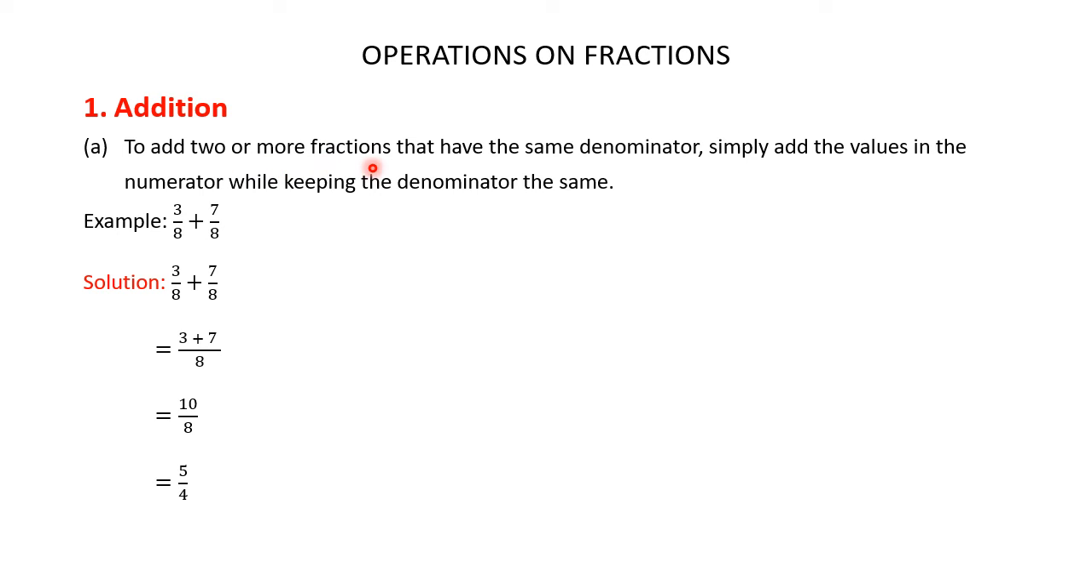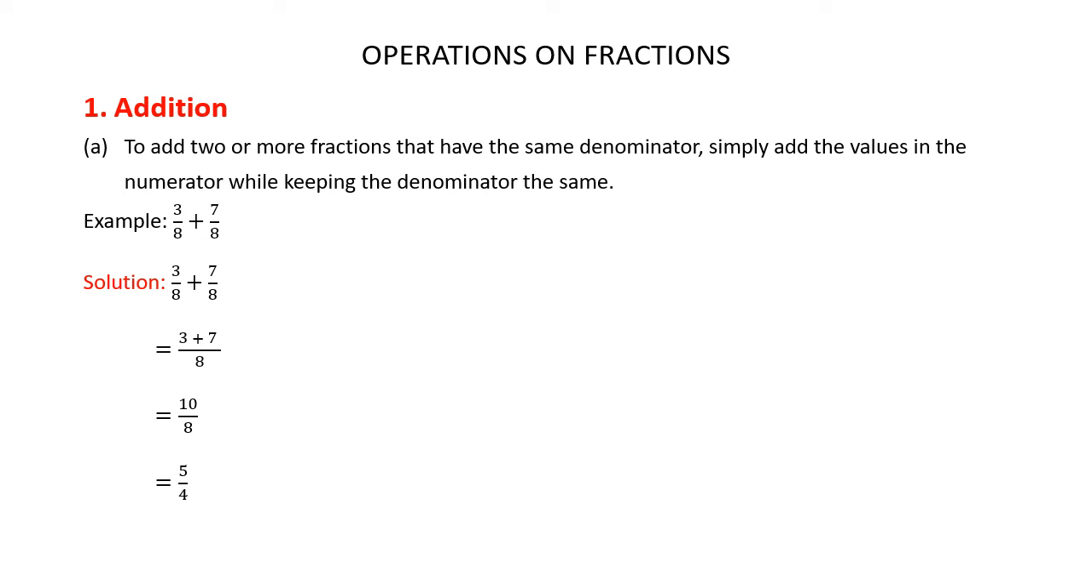To add two or more fractions that have the same denominator, simply add the values in the numerator while keeping the denominator the same. Let's understand this with an example. Find the value of 3 by 8 plus 7 by 8. So here you have to add these two fractions. Now when you observe these two fractions, you'll notice that the denominators are the same. That is 8. So keep 8 as the denominator of the answer also.